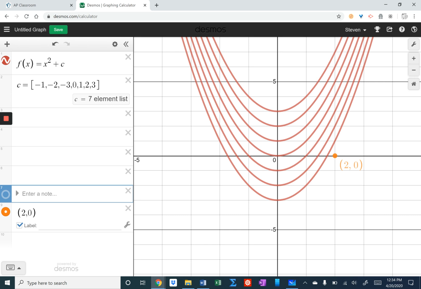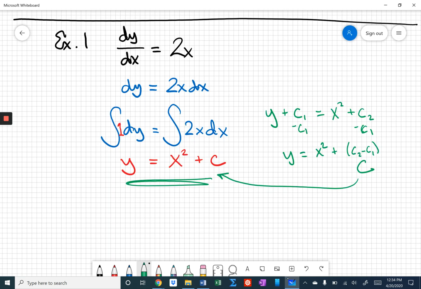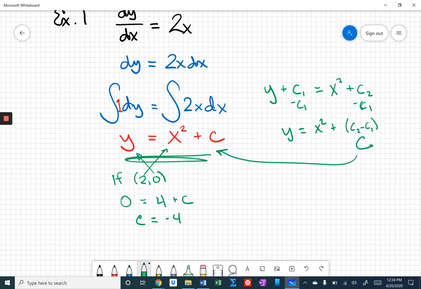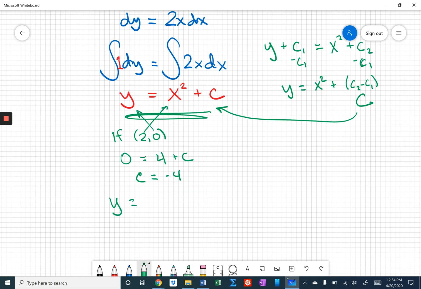In case you don't remember, let's go back and take a look. If the curve has to go through the point (2, 0), then I'm going to plug in 0 for y and 2 for x and solve for c. So if I plug in 0 for y, I get 0 equals 2 squared, which is 4, plus c. That means c would have to be equal to negative 4. And so we would get y equals x squared minus 4 as the particular solution that goes through (2, 0), the particular member of the family that goes through (2, 0).